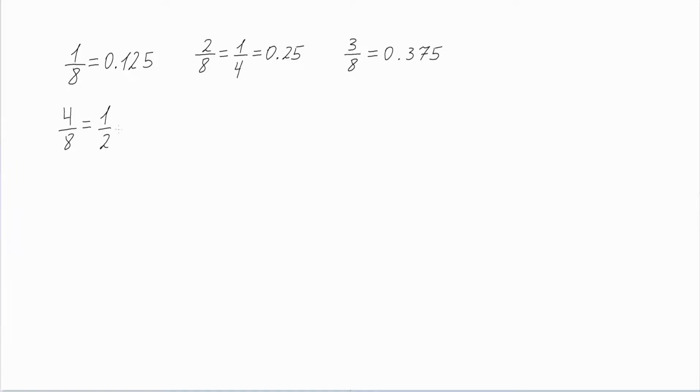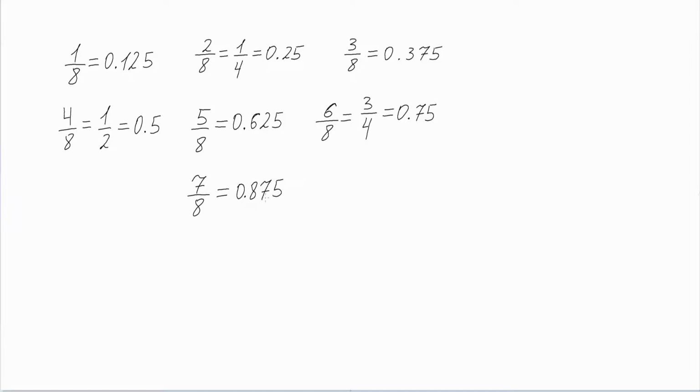Right now we'll talk about division by 8. 1 over 8 is 0.125. 2 over 8 can be simplified to 1 over 4, which is 0.25. 3 over 8 is 0.375. 4 over 8 can be simplified to 1 over 2, and 1 over 2 is 0.5. 5 over 8 is 0.625. 6 over 8 can be simplified to 3 over 4, and 3 over 4 is 0.75. 7 over 8 is 0.875.